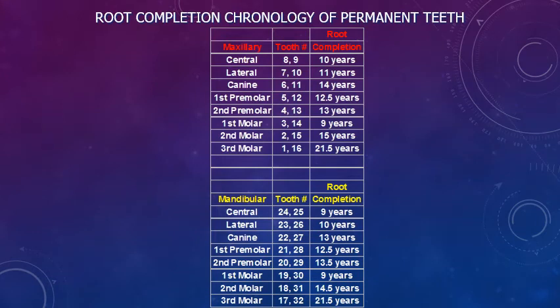So now we have the root completion chronology. The root usually completes around 2 to 3 years after crown completion for the anterior teeth, and for the posterior teeth it takes around 3.5 to 4 years. So once the tooth has erupted into the oral cavity, it takes around 2 to 3 years for anterior teeth, and for posterior teeth it usually takes around 3.5 to 4 years. So the root has not fully formed when the tooth emerges into the oral cavity.